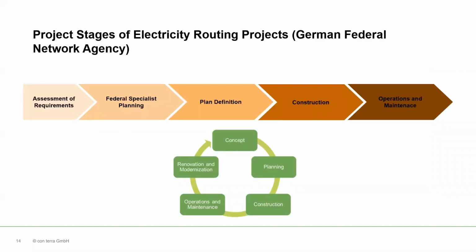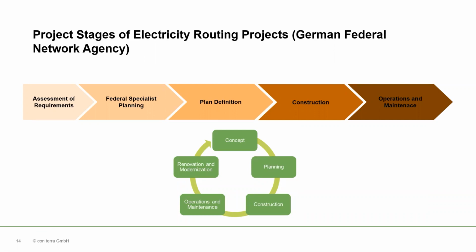The planning for this electricity routing project was based on the way the Federal Network Agency in Germany works. This workflow we can see here was defined by the Federal Network Agency, and it closely resembles the BIM lifecycle. The initial project stage was the assessment of requirements. This is where the overall requirements for the project were being defined, the current situation was analyzed, and general steps that needed to be completed were being determined.